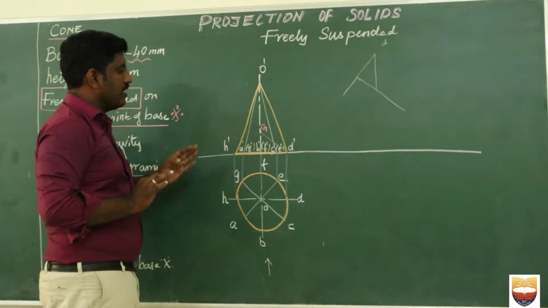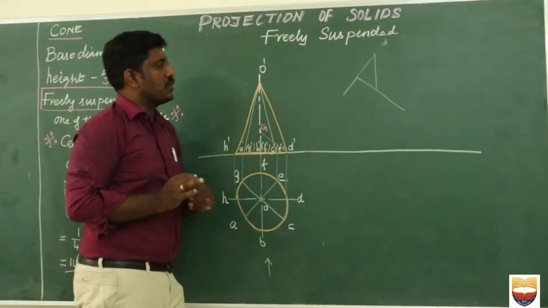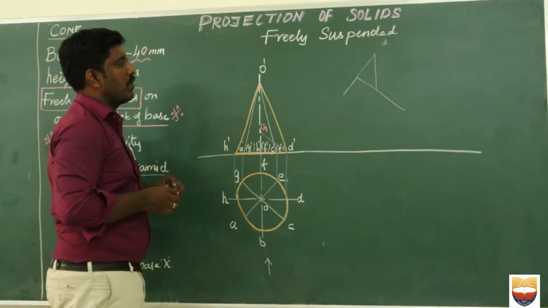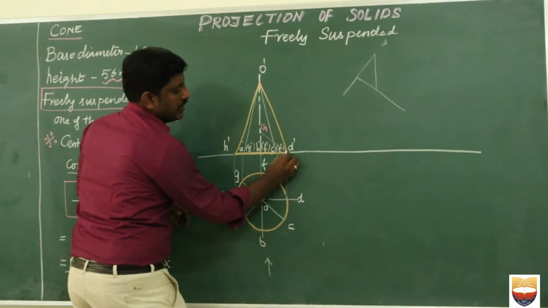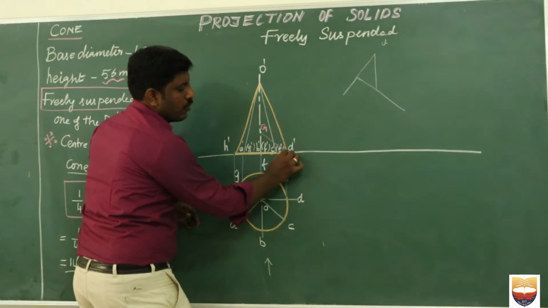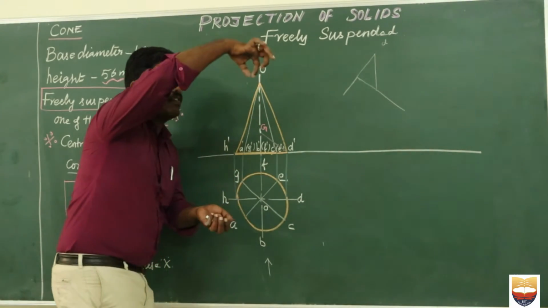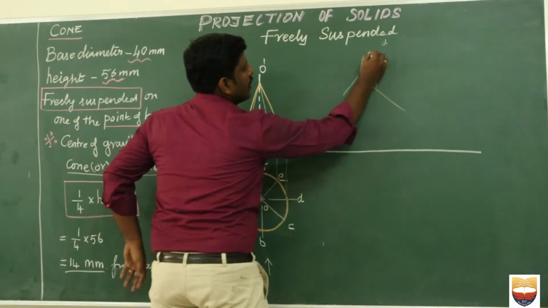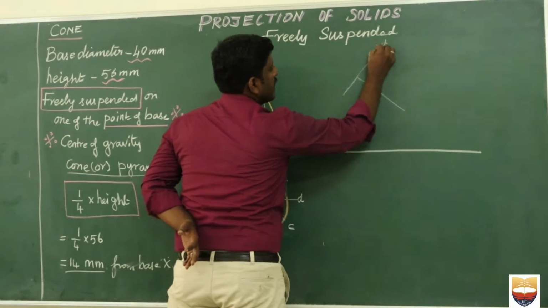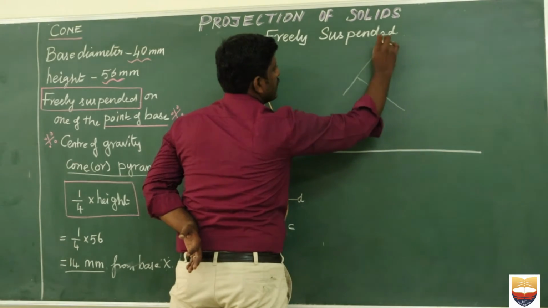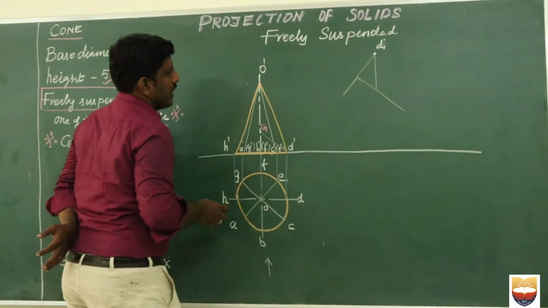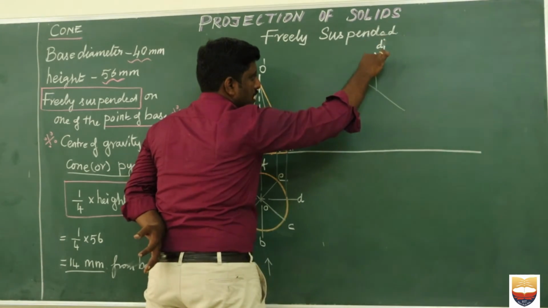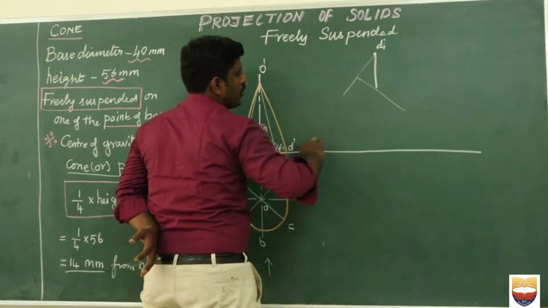Now let us see how to draw the final position of the freely suspended problem. See here, this is a corner, this is the point I am going to fix, with which I am going to hang, to suspend my product. So I am fixing one point here and naming it D1 dash, and naming the center of gravity G1 dash. And now you try to draw a line which is perpendicular to the reference line.